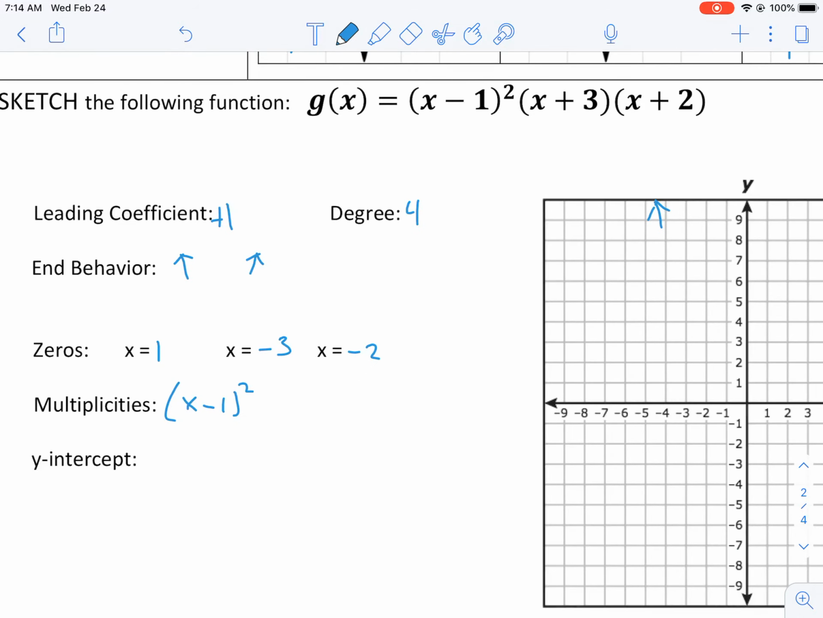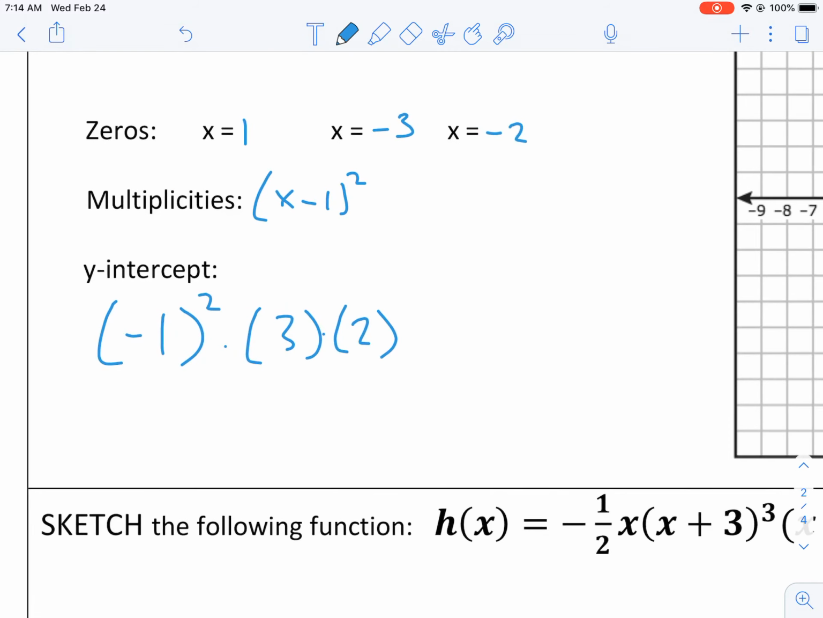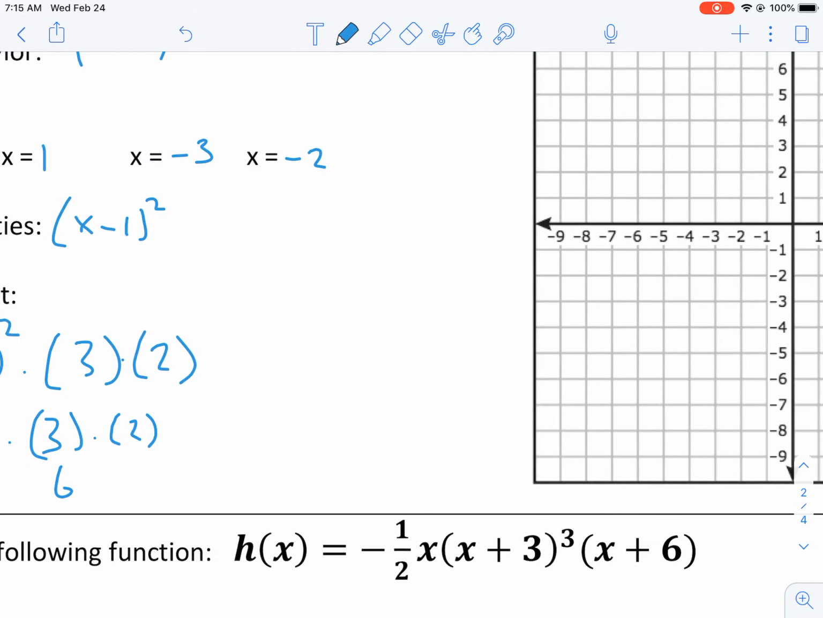Now we want to find the y-intercept. Again, we just plug in 0, so all the x's basically just go away. So we've got (-1) squared times 3 times 2. The multiplicity does actually affect the y-intercept because now this number is being squared. So (-1) squared is going to be 1, times 3 times 2.